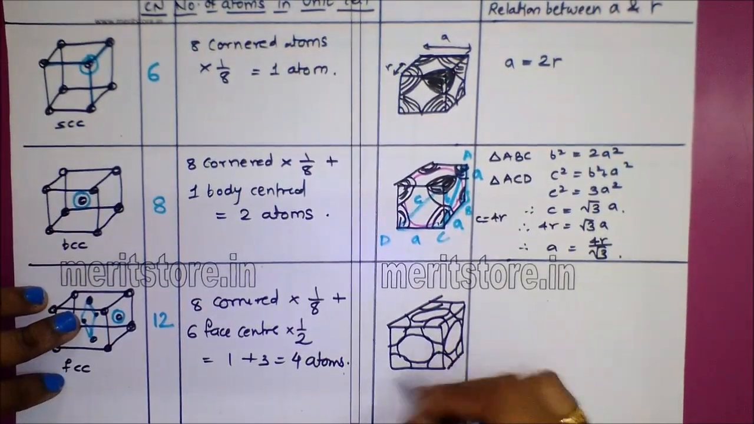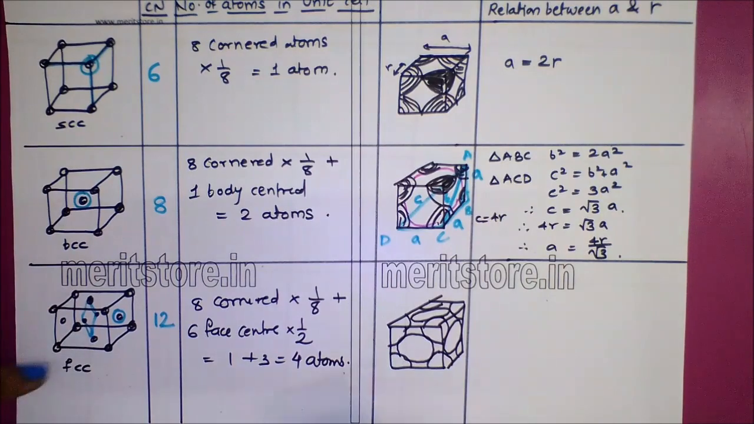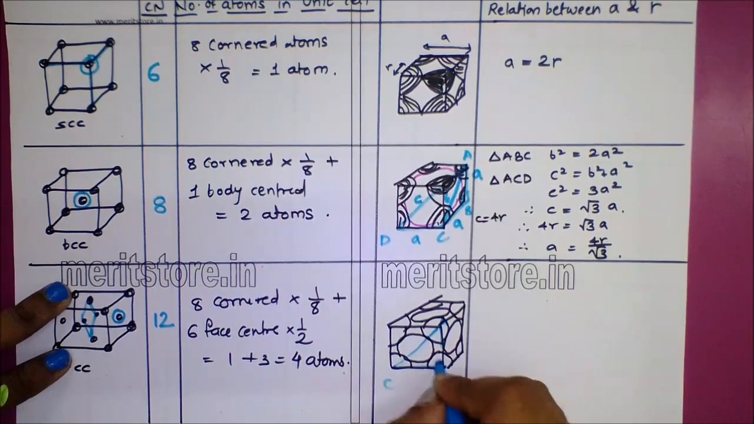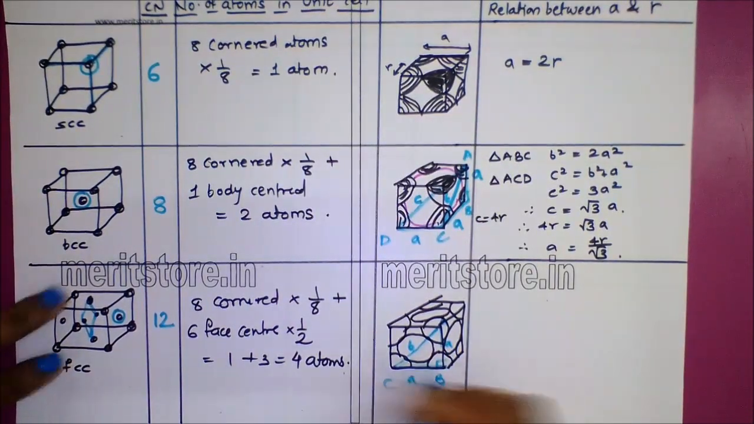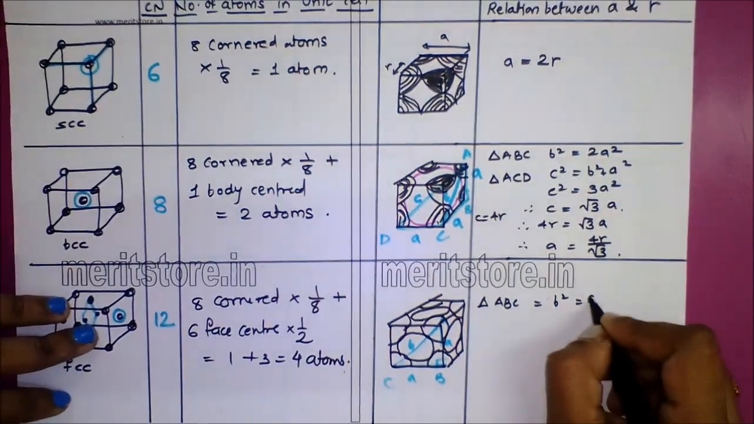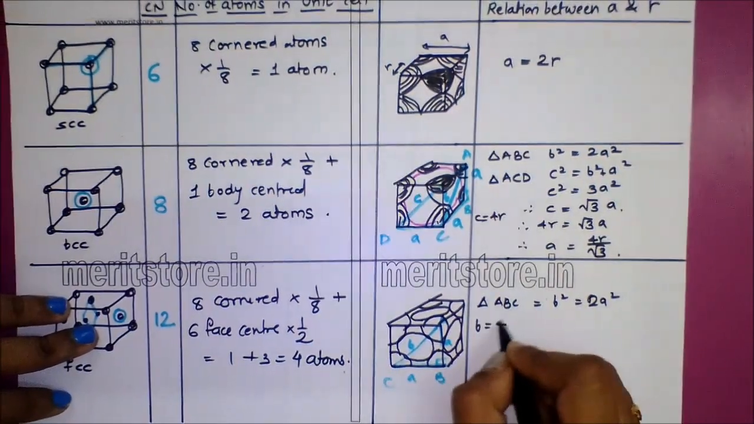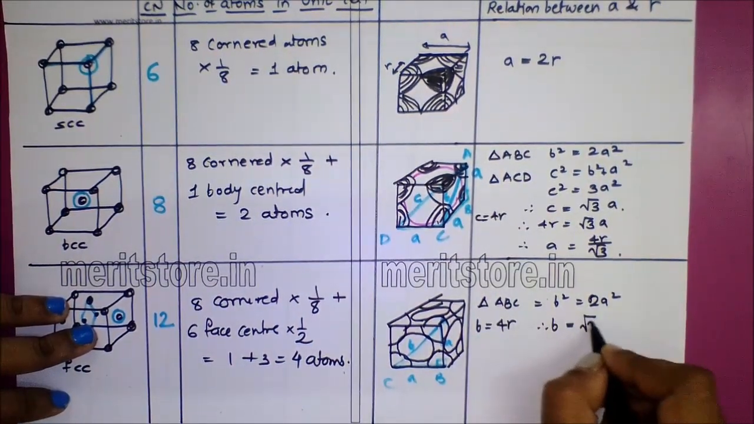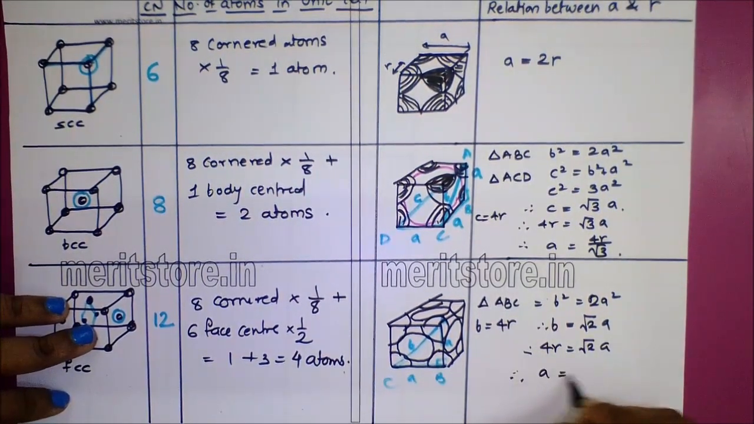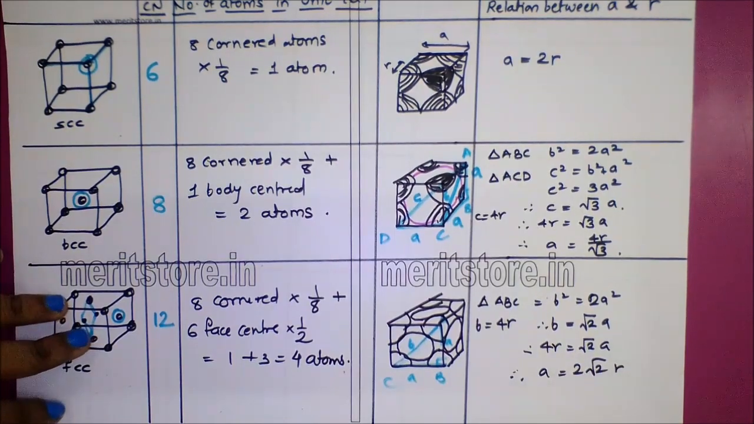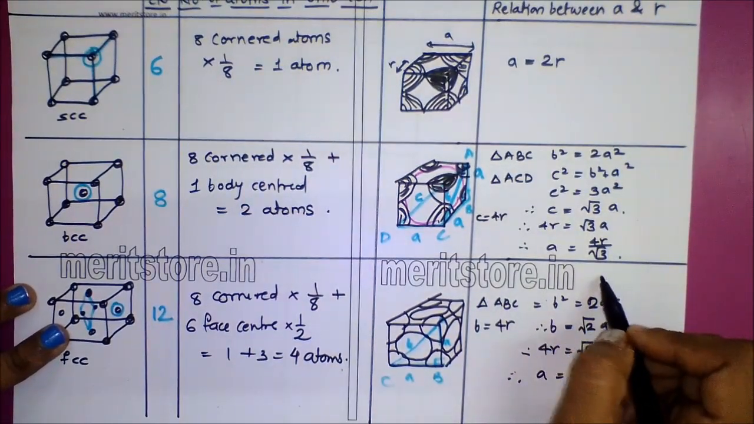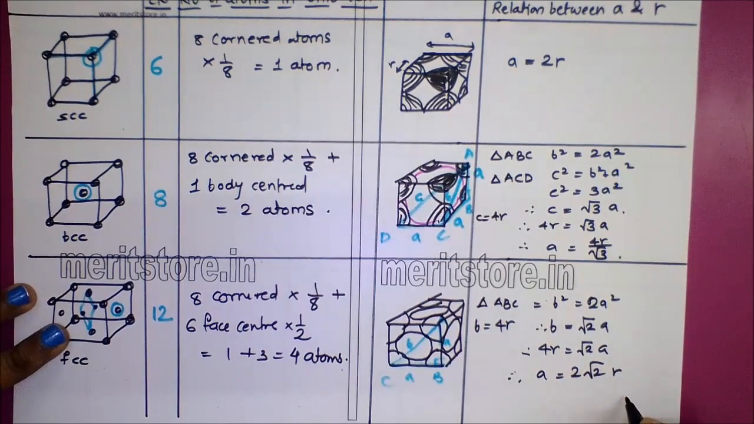Now in case of the FCC, we have to assume only one triangle. So let us assume this triangle to be like this. So we have this triangle, let's say ABC, right angle triangle, diagonal is B and the edge lengths are A. So in the triangle ABC, we have the direct relation, B square is equals to 2A square, but this time we can see B is equal to 4R. So B is equals to root 2 A, but 4R is equals to root 2 A. So A is equals to 2 root 2 R. So we have for SCC A is equals to 2R, for BCC A is equals to 4R by root 3, and for FCC A is equals to 2 root 2 R.